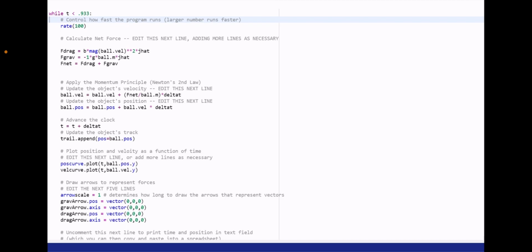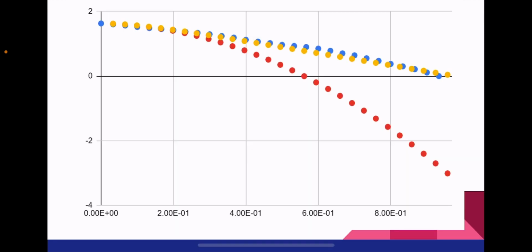But F gravity, I should have put an m there. F gravity equals negative 1 times g times the ball's mass times j-hat. And F net equals the sum of those two. So we have our velocity update formula, which I already showed you, and our position update, which I already showed you. And we're going to get to the graphs.